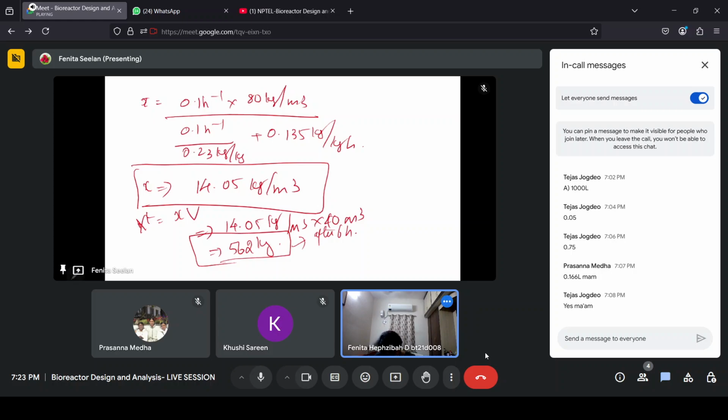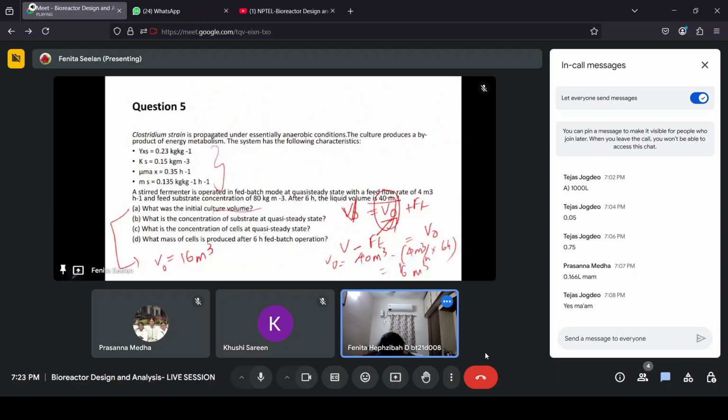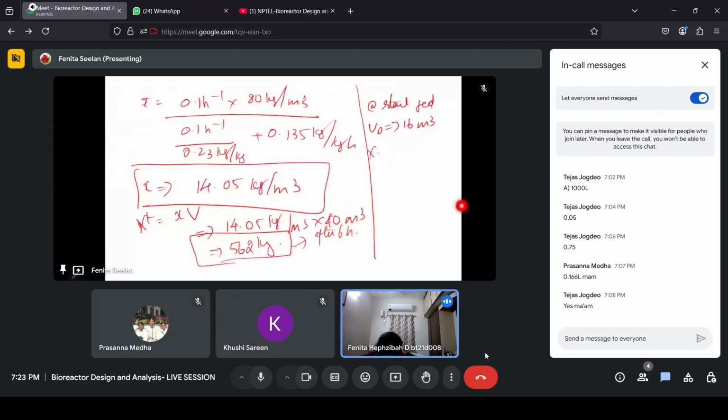And before the fed batch has started, how much would it be? To calculate that, at the start of fed batch, V0 was how much? It was 16 m³. We have calculated the initial volume. The cell concentration is 14, so X into V is 14 kg per m³ in terms of 16 m³, it is 224 kg that was there. This is at the start and this is at the end.